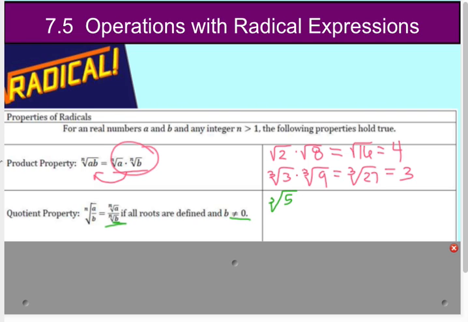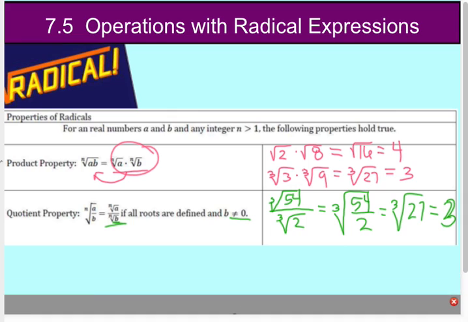Okay, so let's look at another example. If I have the cubed root of 54 over the cubed root of 2, I can rewrite that as the cubed root of 54 over 2. 54 divided by 2 is 27, so I have the cubed root of 27, which is 3. Okay. So those are my product and quotient rules.